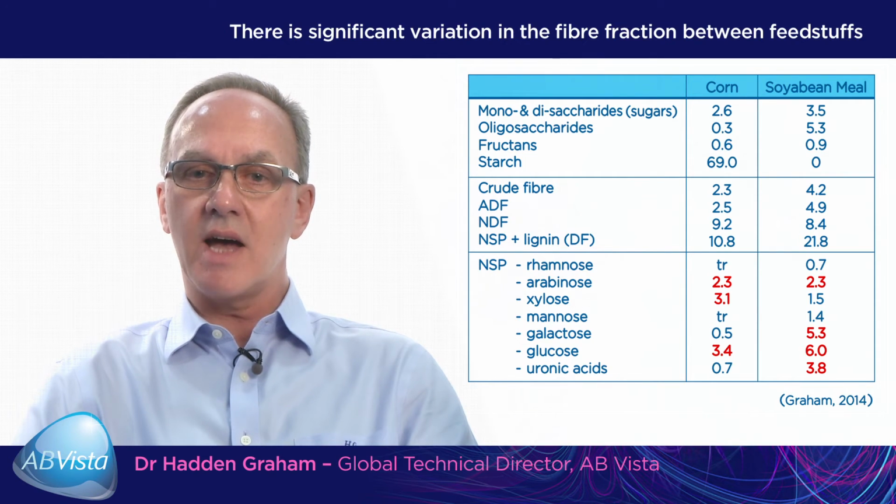If we then look at the non-starch polysaccharide residues present, and let's look first at corn, we can see the predominant sugar here is glucose, and this glucose comes from the cellulose.